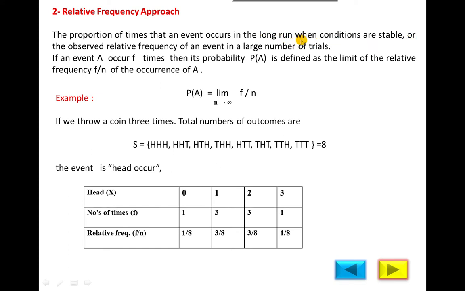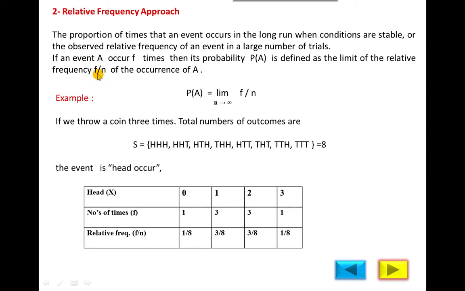If you throw a coin 1 time, 2 times, 3 times, there are only 2 possible outcomes, head or tail. If you throw a dice 1 time, 2 times, 10 times, the outcome may be 1, 2, 3, 4, 5, 6. How many times it occurs is called the frequency, or the observed relative frequency of an event in a large number of trials. If an event A occurs f times, where f is called the frequency, then the probability of event A is defined as the limit of the relative frequency, f upon n.